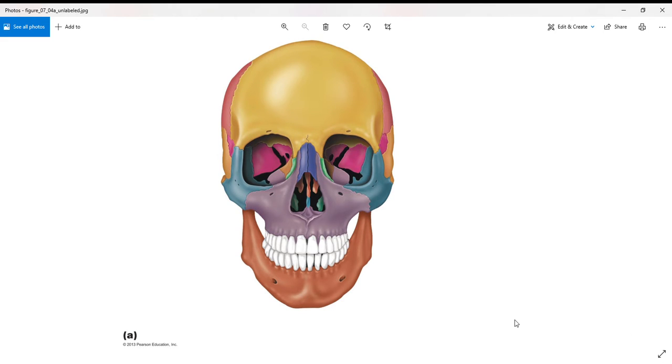Hello everyone. I just want to go over a brief review of the facial bones of the skull, and I'm just gonna start out by naming a few of these bones and getting a little bit of a description.